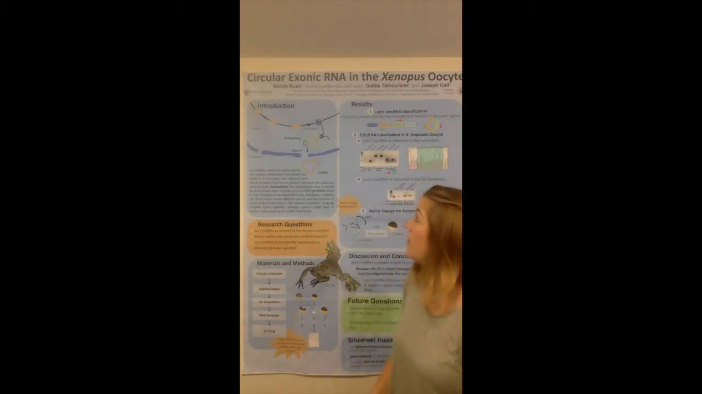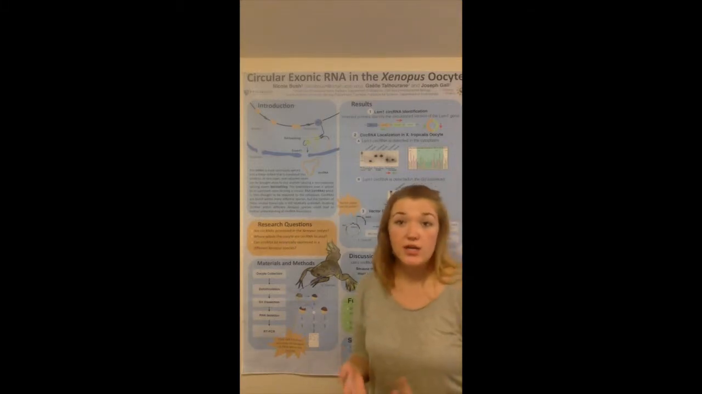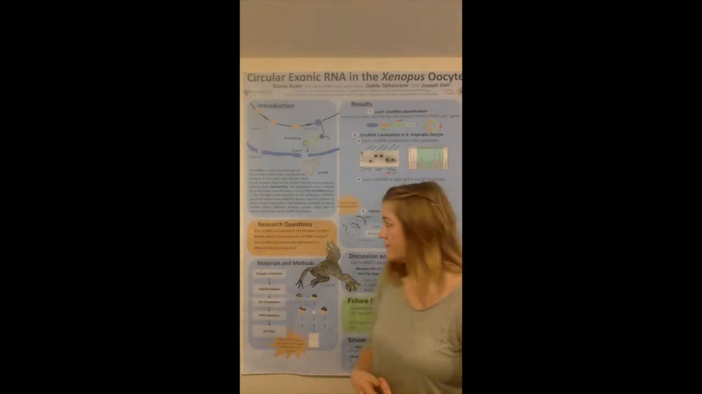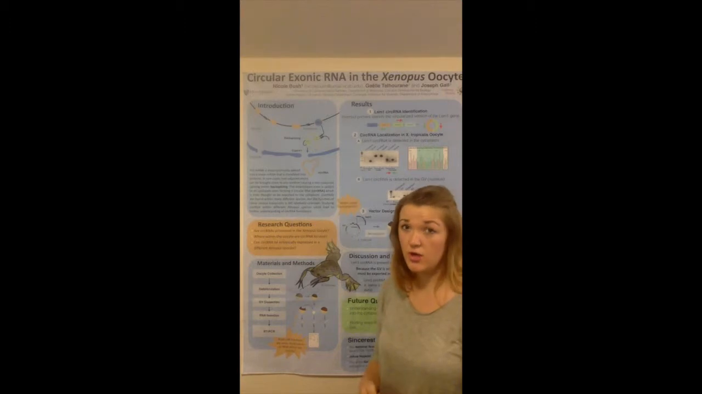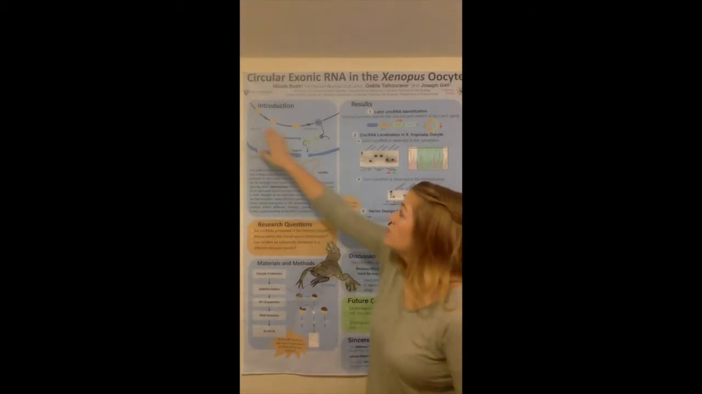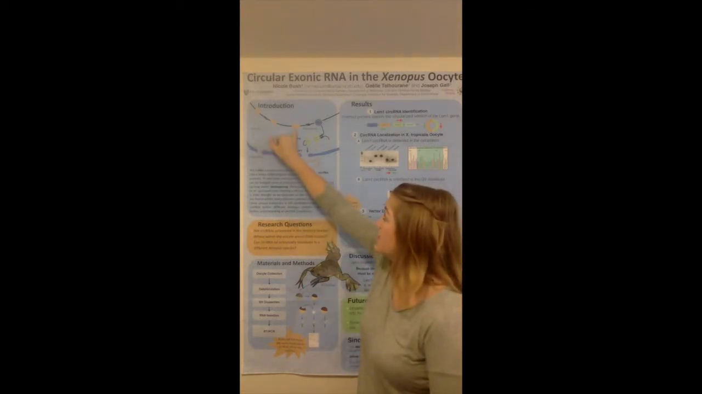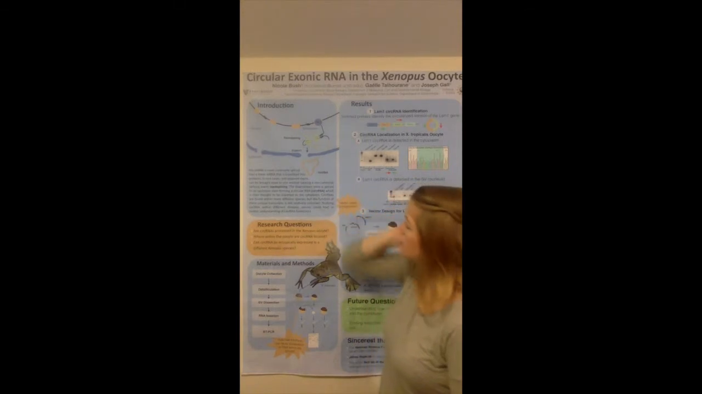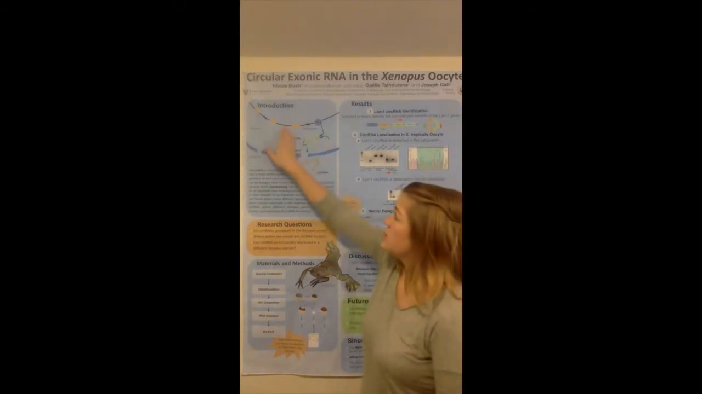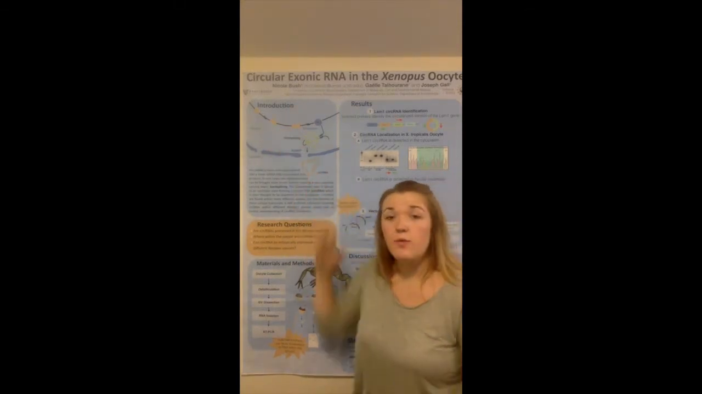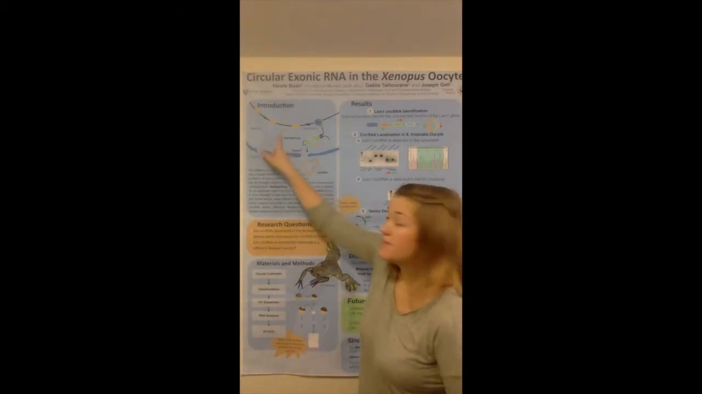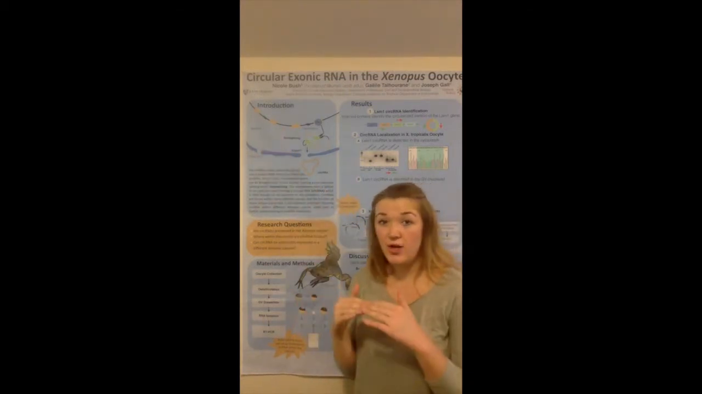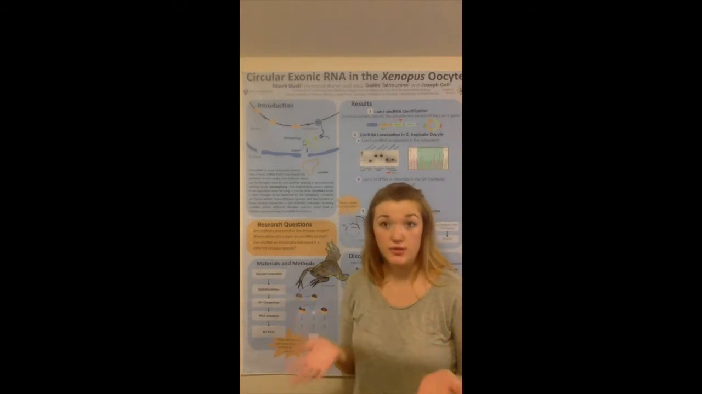And just to start off, I wanted to describe what circular exonic RNA is and how it's made. So as most of you probably know, all of our DNA encodes for genes. These genes have exons, which encode for the actual proteins, and introns, which space out the exons. So normally, when a gene is transcribed into RNA, it remains linear, the introns get spliced out, and you get left with this mRNA that just has exons that encodes for a protein.